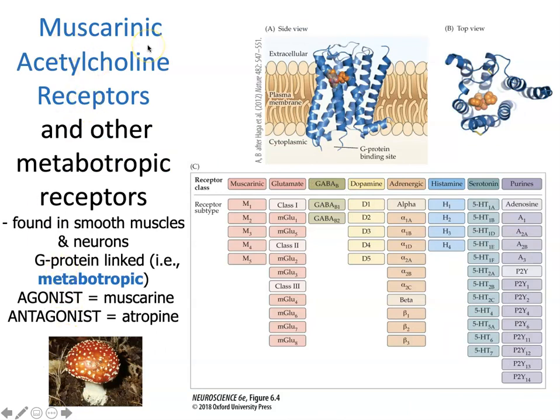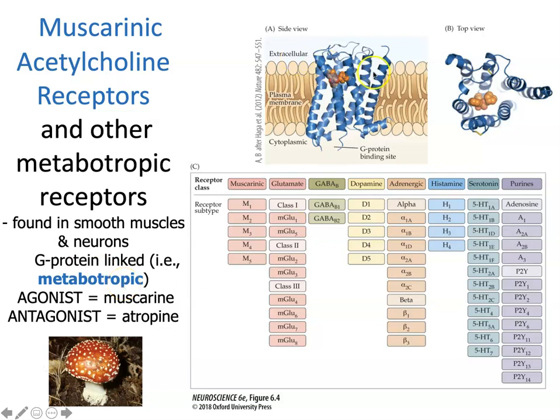You also have muscarinic acetylcholine receptors. These are metabotropic receptors, and we find these in places where you have smooth muscle primarily. So again, they're going to be bound to these G proteins, and then they're going to result in some internal cascade of proteins that are going to get activated, right? There was that domino effect when you have a metabotropic receptor.